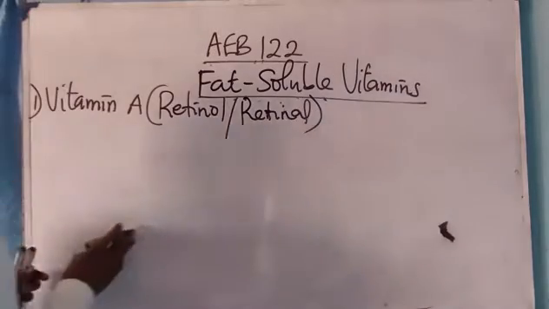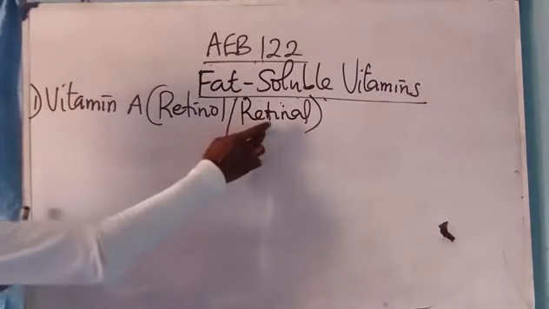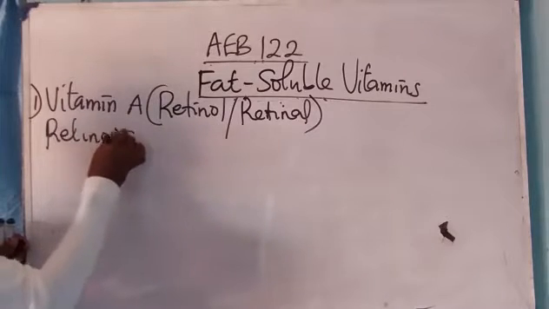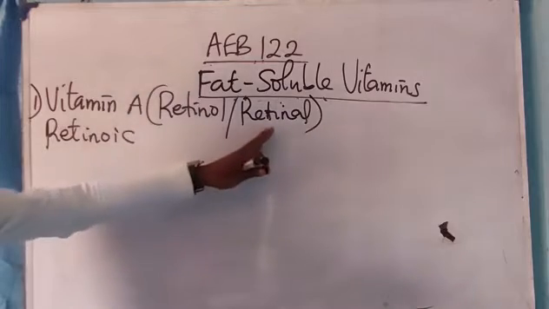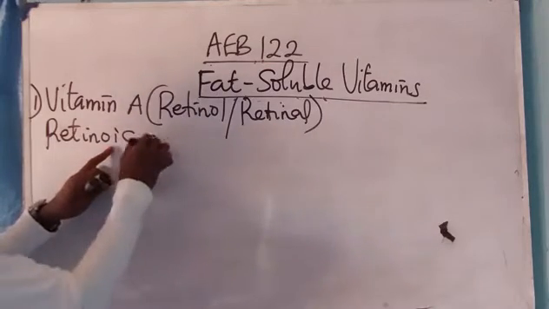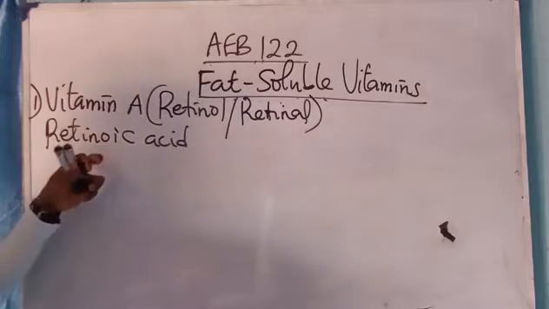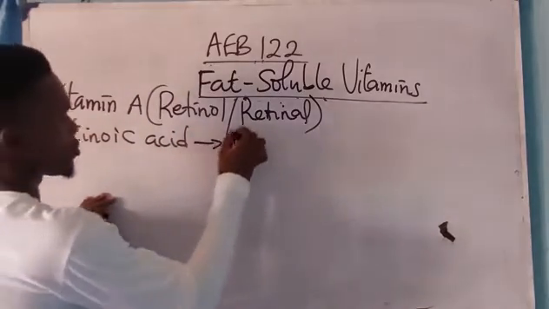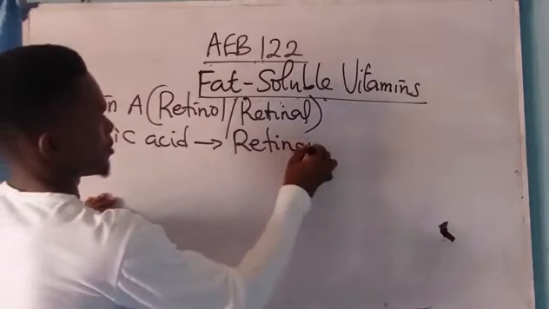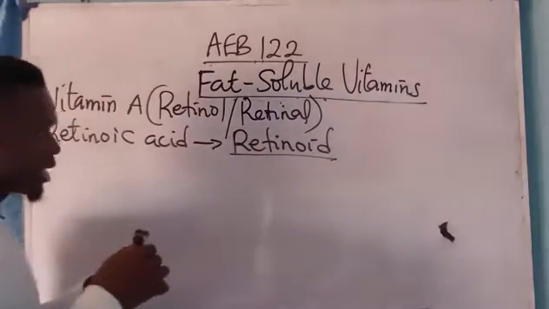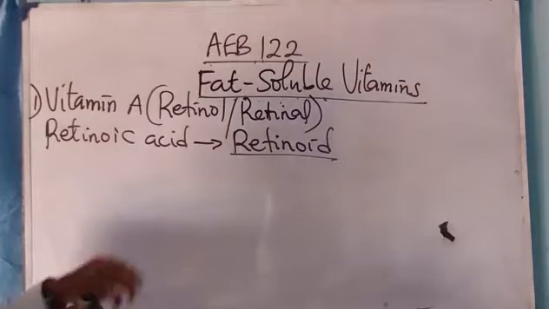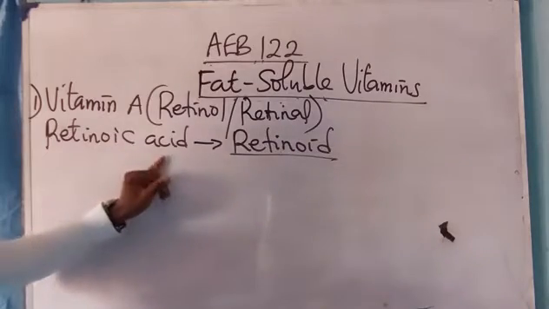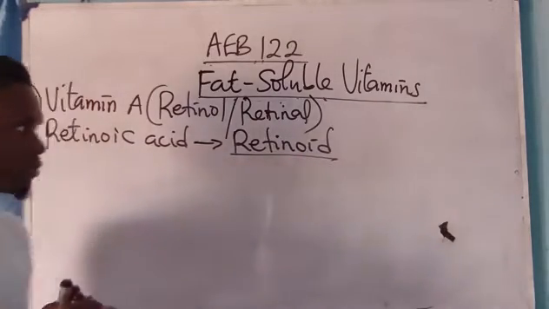Now, in the eye, retinal is converted to retinoic acid. Retinoic acid, retinol, and retinal are collectively called retinoid. Which means that the collective name for retinol, retinal, and retinoic acid is retinoid. Take note of that.